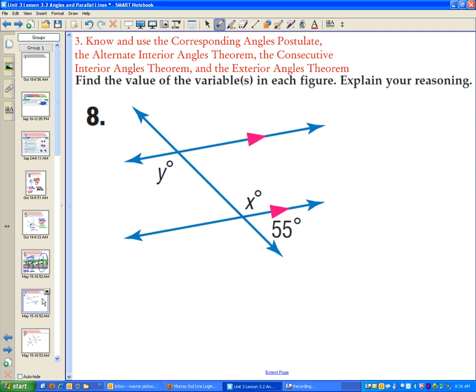What's the measure of x, or what's x have to equal? Yeah, it has to be 125, doesn't it? All right, because this angle and this angle form a linear pair, so according to the supplement theorem, they're supplementary. So x equals 125. The supplement theorem will be my explanation.